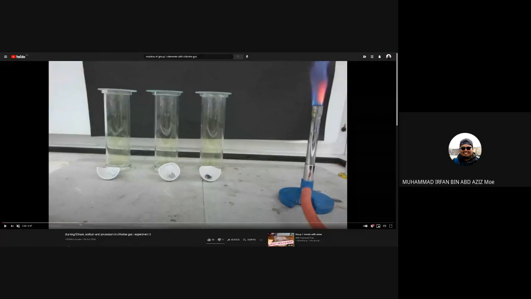This is a yellow color. The test tube has a yellow color. It does not mean it was not washed properly with soap, because inside there is chlorine gas. The chlorine gas is yellow. In the experiment, they will burn the metal first, and then put it into this test tube.